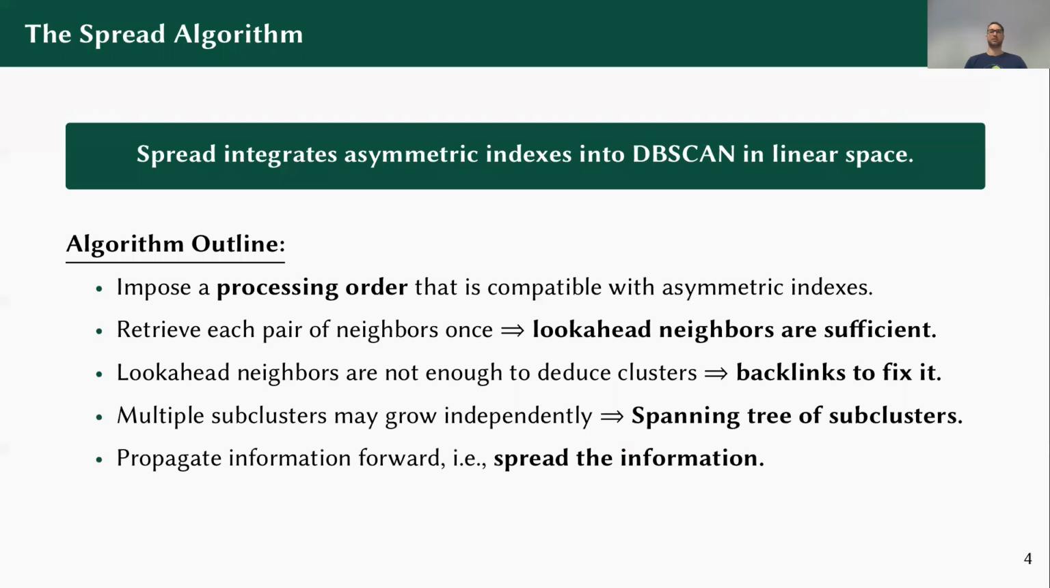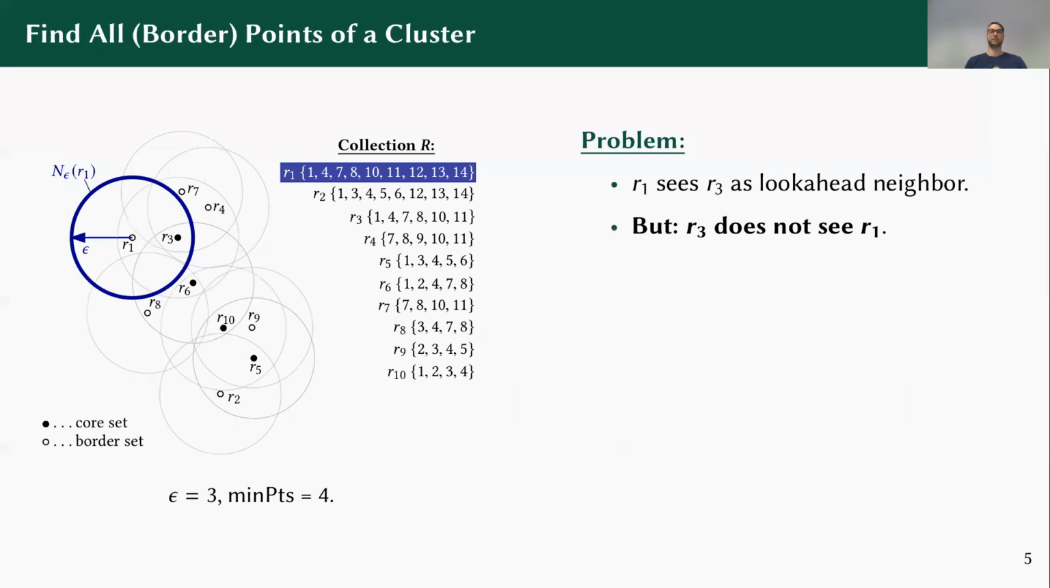Finally, multiple subclusters may grow independently since we do not follow the neighbor-by-neighbor order. A spanning tree is used to merge these subclusters eventually. On the next 3 slides, we use a running example to describe 3 problems that must be solved and to show how SPREAD addresses these problems by propagating information forward to unprocessed sets.